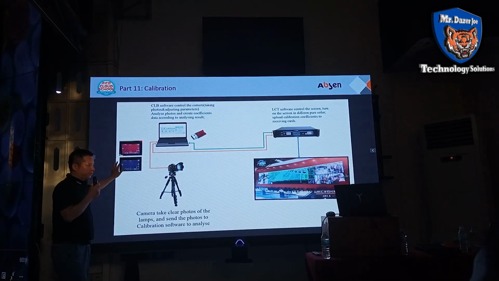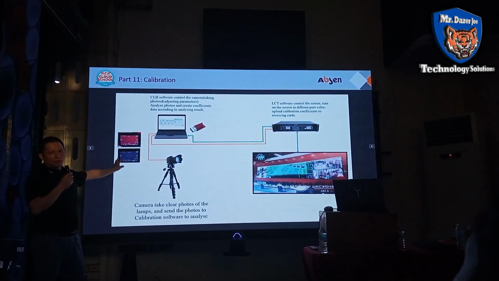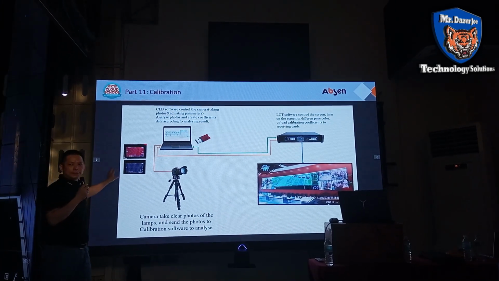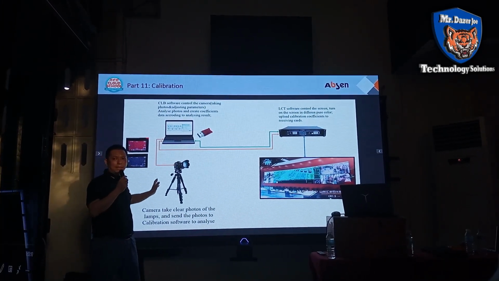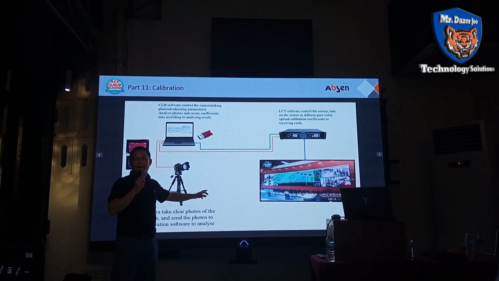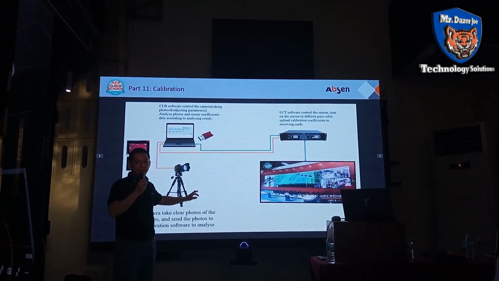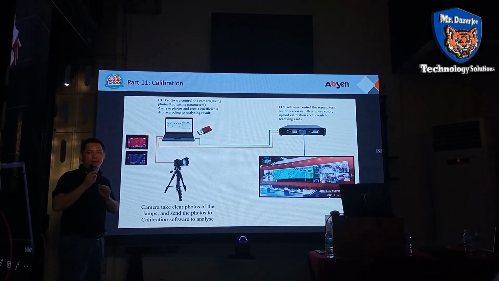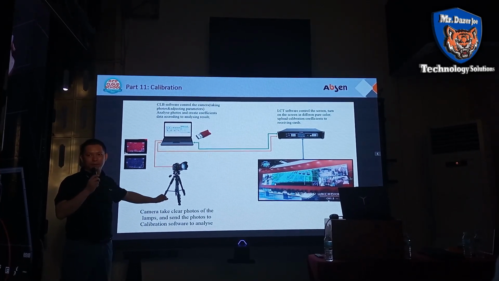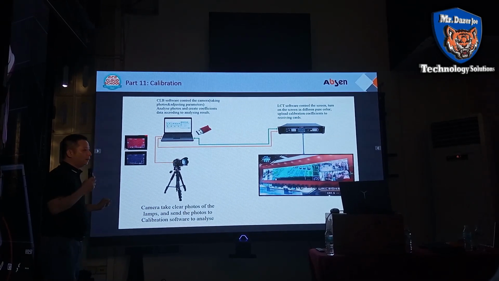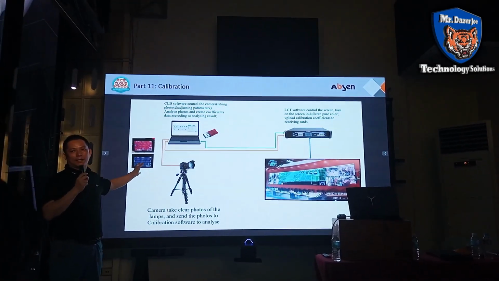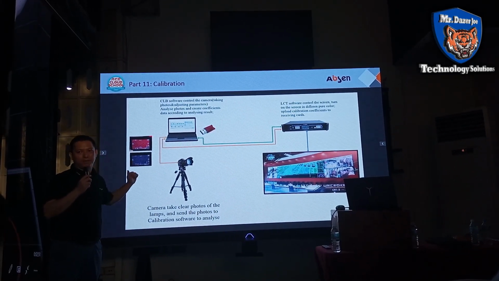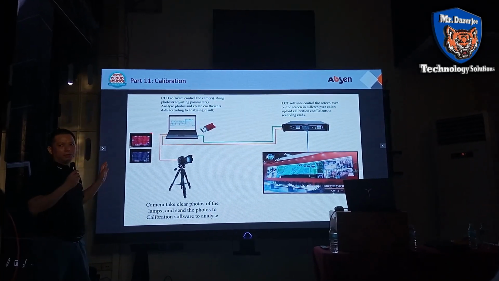For example, if the customer has high requirements, or the installation is not so good, there are white lines, black lines. It's difficult to adjust physically. In that case, we can use the camera to calibrate the whole screen. And after calibration, the white line and the black line will be gone. The color uniformity will be perfect. So this is how we do the calibration.